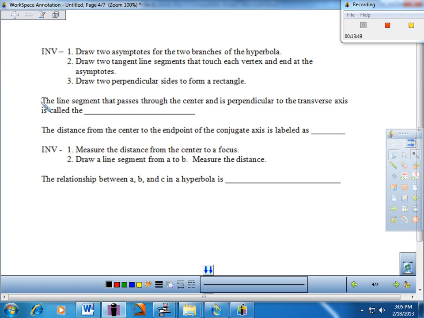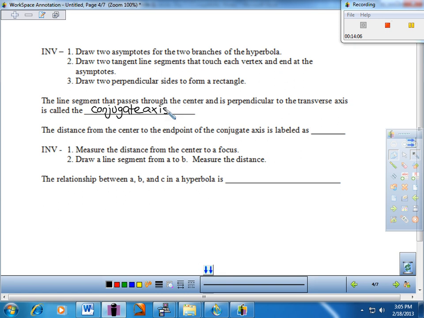All right, let's go with this. So the line segment that passes through the center and is perpendicular to the transverse axis is called the, and here's your second piece, everybody, jot this in if you would, what's called the conjugate axis.